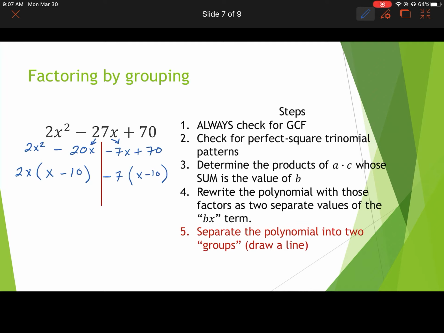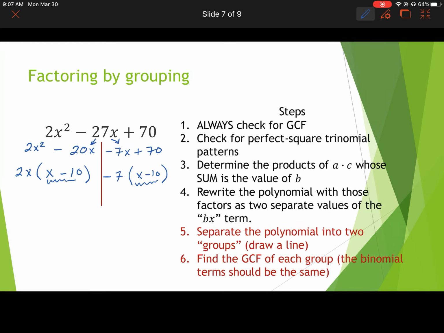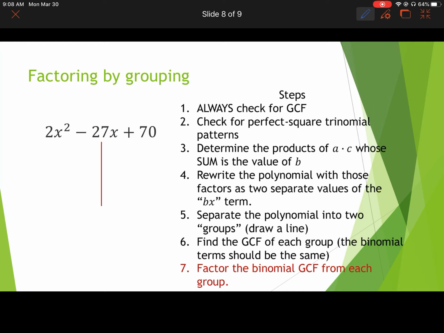Okay, now I think my work's going to get erased when I switch to the next level. Maybe not. Okay, so we're going to find the GCF of each group. We just did that, left side, right side. We want to make sure that binomial term right here is the same on both sides. And it's going to erase my work again.